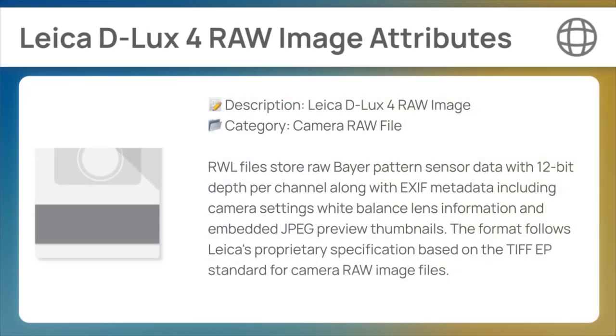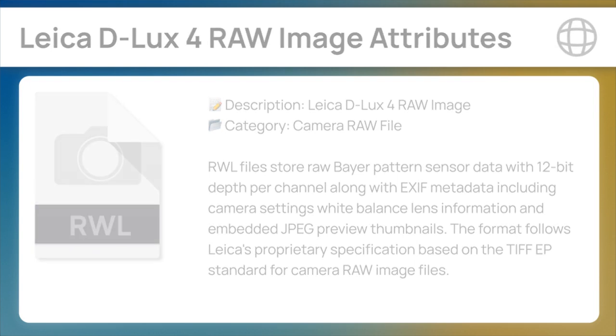RWL files store raw Bayer pattern sensor data with 12-bit depth per channel, along with EXIF metadata, including camera settings, white balance, lens information, and embedded JPEG preview thumbnails. The format follows Leica's proprietary specification based on the TIFF EP standard for camera raw image files.